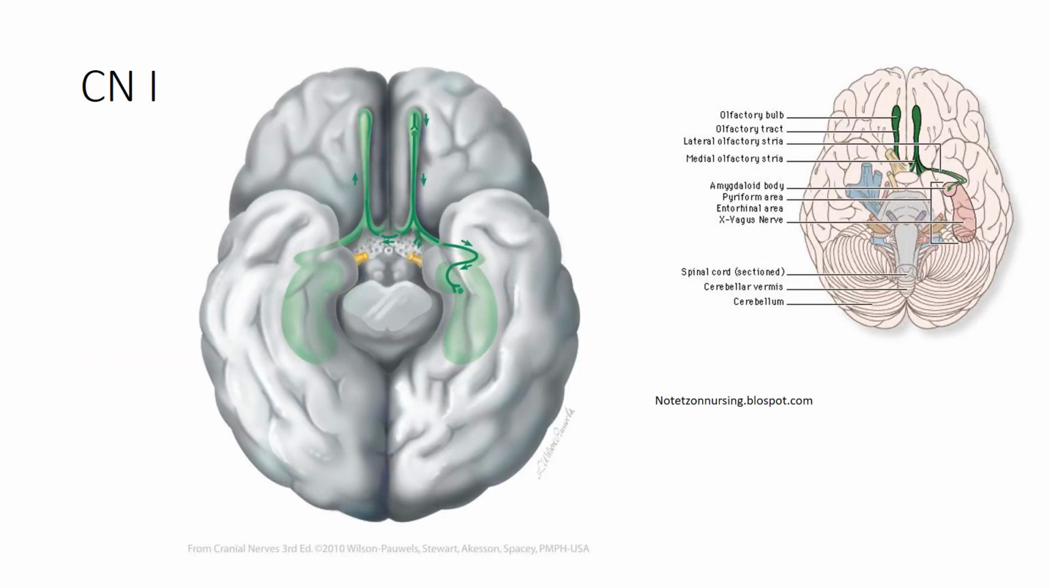So here's a picture of cranial nerve number 1 in terms of how it moves. You see, it starts with the olfactory bulb there at the very rostral end, and then goes to the tract, then transmits through a couple of different stria to the amygdaloid body, near the amygdaloid body, and synapsing there in the cortex.